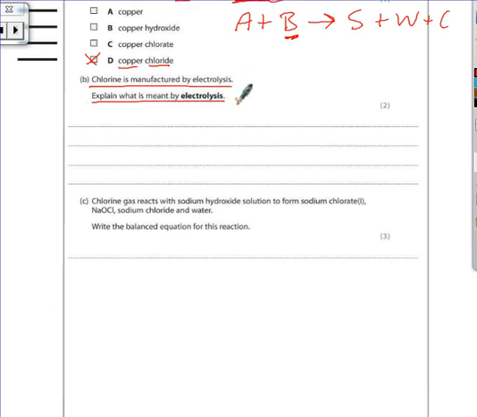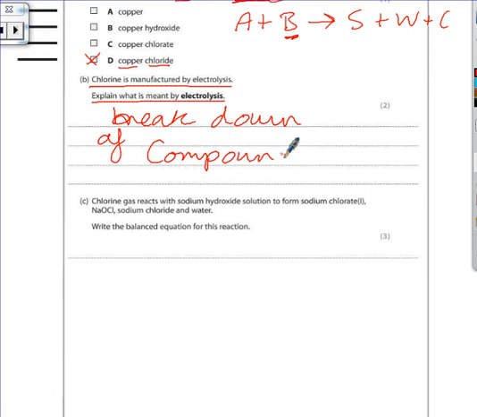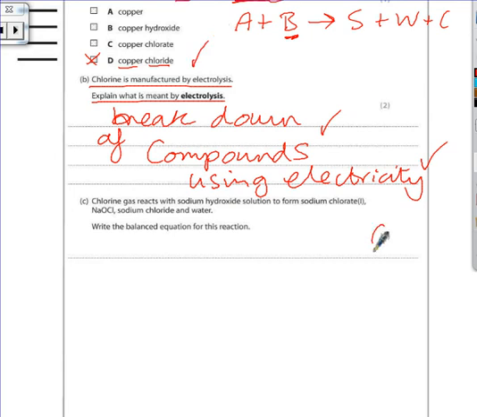Right. Chlorine is manufactured by electrolysis. What is electrolysis? Okay, so it's the breakdown or decomposition of chemicals. How are we going to say? Let's say compounds using electricity. Compounds using electricity. There's your second mark. Okay, so second mark there, and 1 mark for that. Okay, 3 marks here. Oh, it must be a balanced symbol equation.